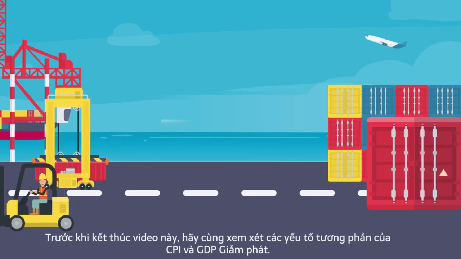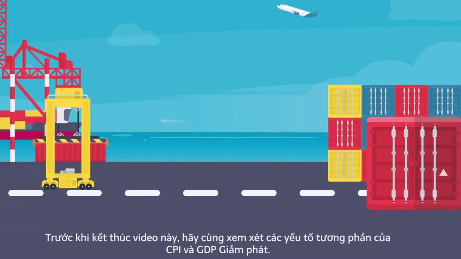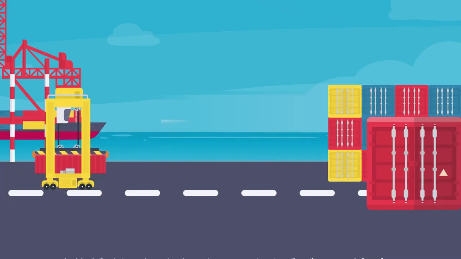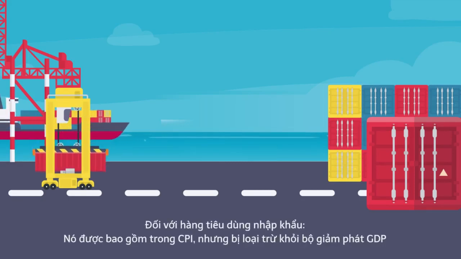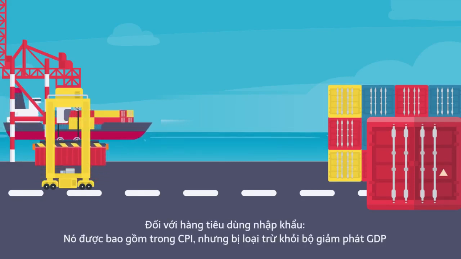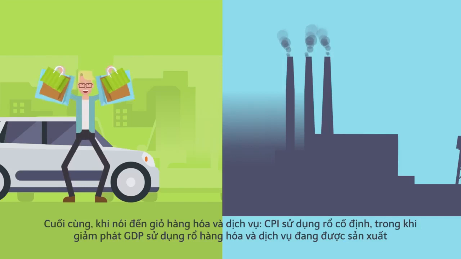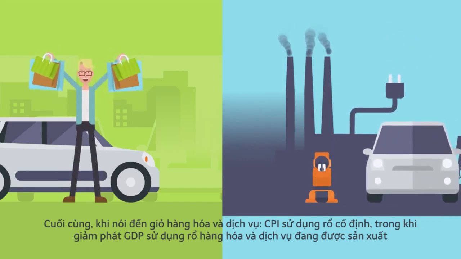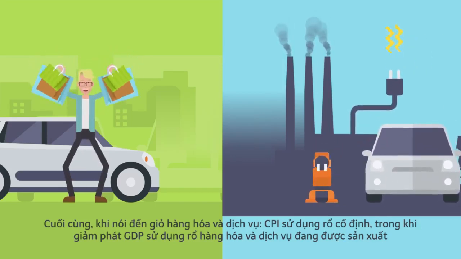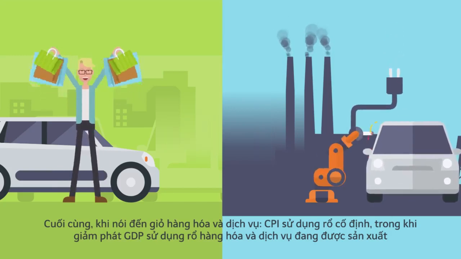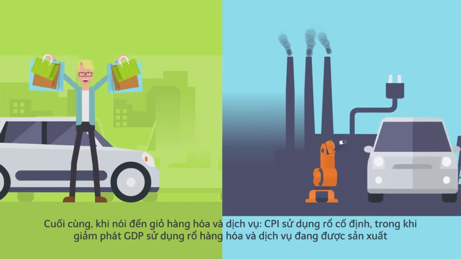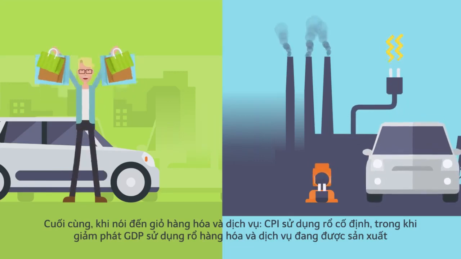Before ending this video, let's take a look at the contrasting factors of CPI and GDP deflator. Imported consumer goods are often included in the CPI, but excluded from the GDP deflator. As for capital goods, they are excluded from CPI but included in the GDP deflator if produced domestically. Finally, when it comes to the basket of goods and services, CPI uses a fixed basket, while the GDP deflator uses a basket of currently produced goods and services. This factor matters if different prices are changing by different amounts.